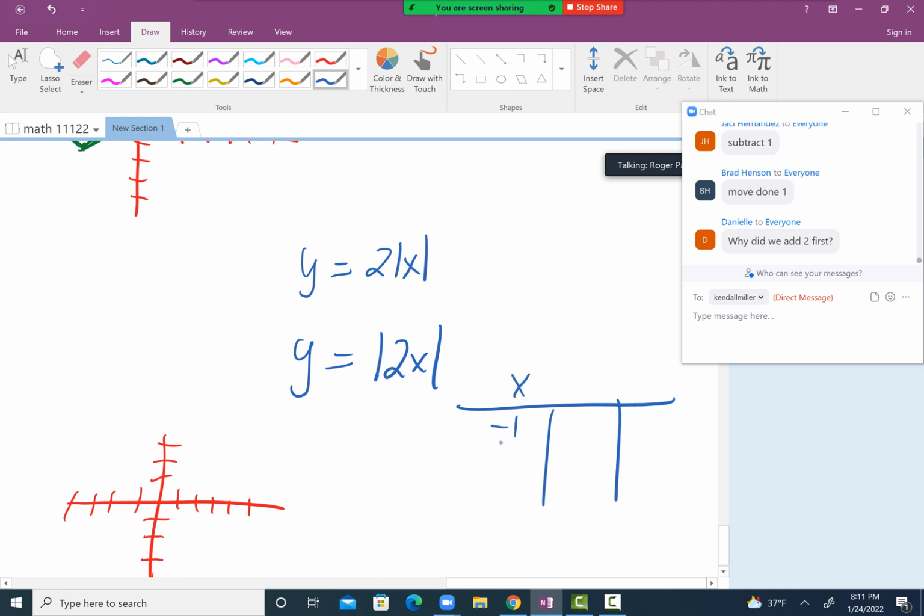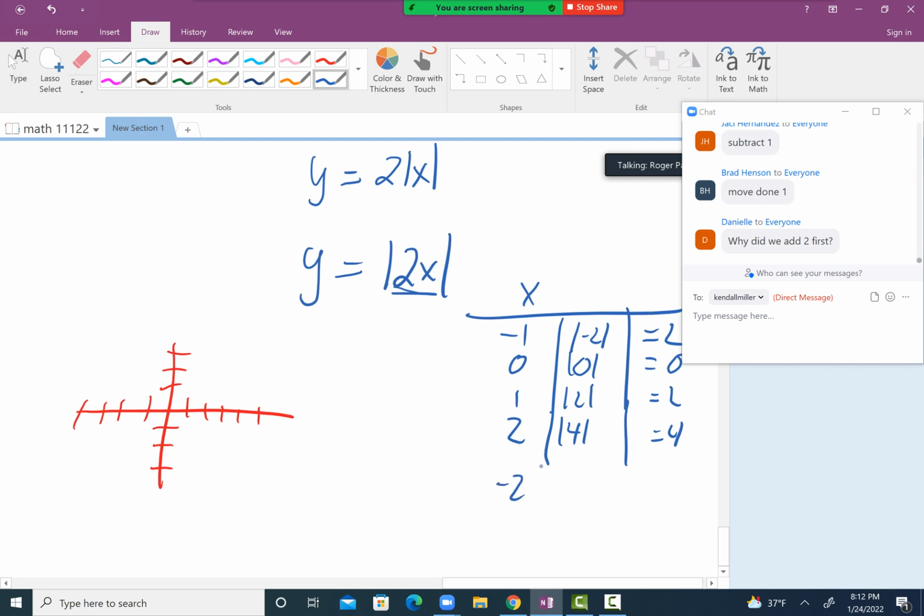So let's say we start out with these guys again, like that. So -1 is going to take and multiply that by 2. So that would be the absolute value of -2, which is 2. 0 is just going to be 0. 1 is just going to be the same here. It's just going to take 2. So that's 2. And 2 is going to be 4. So that's 4. And I should have put -2 in here. I'll just put it down here. But it's going to be the same thing. So that's going to be -4, which is going to be 4.